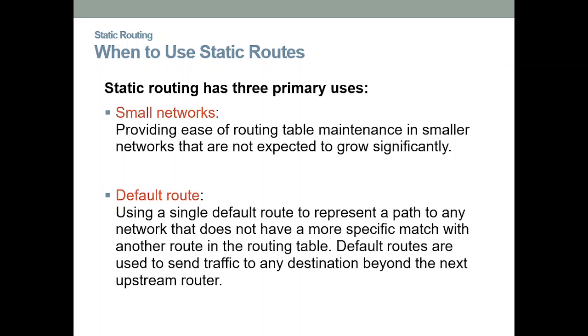So one of the primary uses of the static route is that it is made for small networks, providing ease of routing table maintenance in a smaller network that is not expected to grow significantly. Default route is another primary use. We shall see that also.